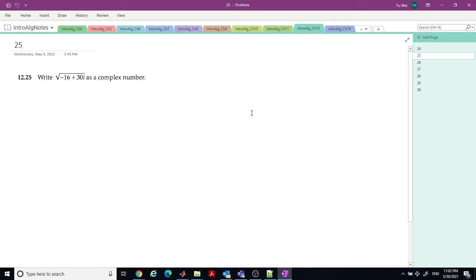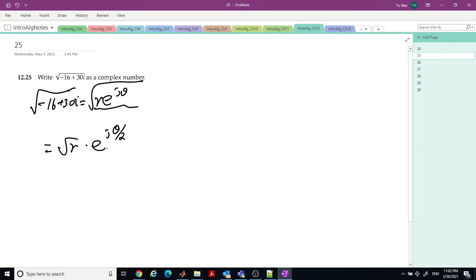Next. We want to write this one as a complex number, right? As we see, we can represent this as r e^(jθ), right? Then we know the square root of this is equal to the root of r times e^(jθ/2).